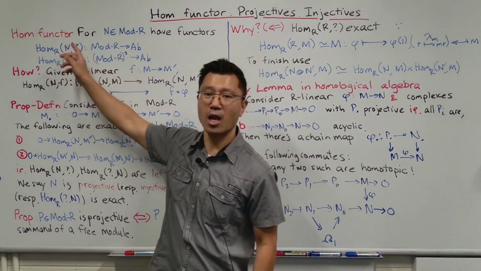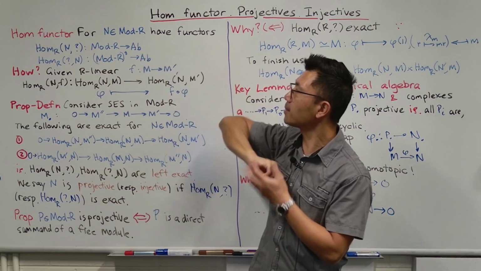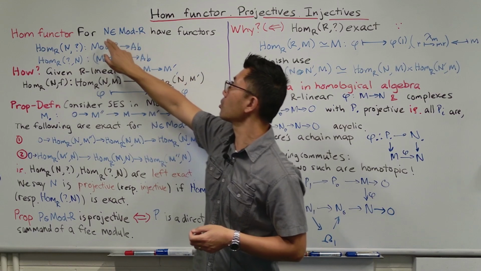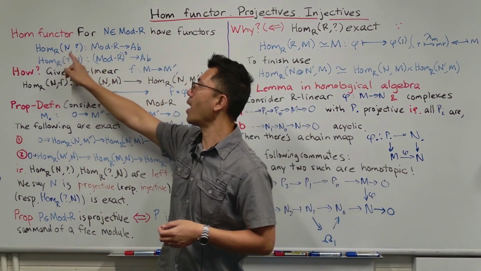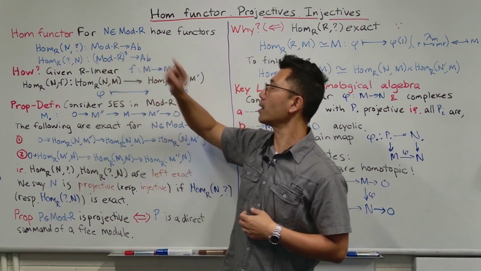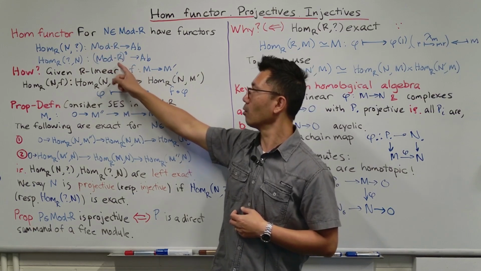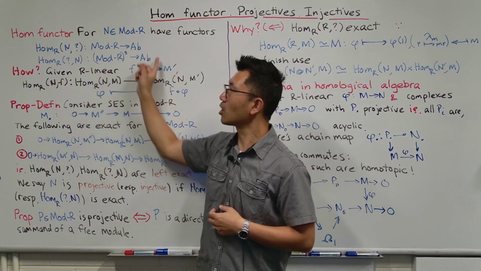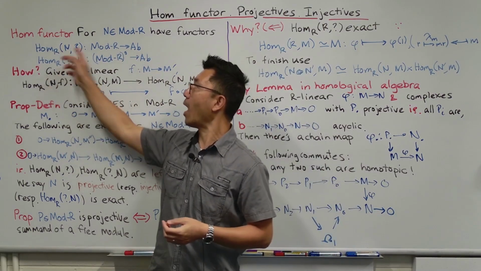So let's look at this Hom functor and make sure we have it well defined. So our starting point, we have a ring R. We'll look at the category of right modules over R. And we're going to have two functors. One is going to be Hom_R(N, -), which goes from the category of right R modules to abelian groups, and Hom_R(-, N), which goes from right R modules to abelian groups. And this one is going to be contravariant. Okay, so how are these two defined?